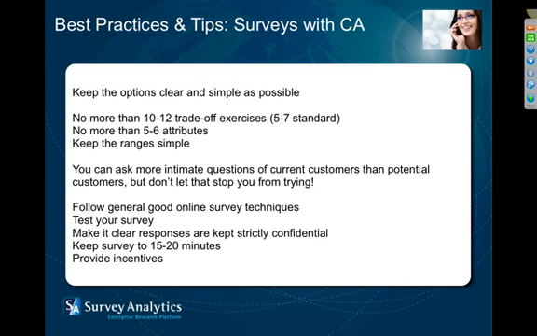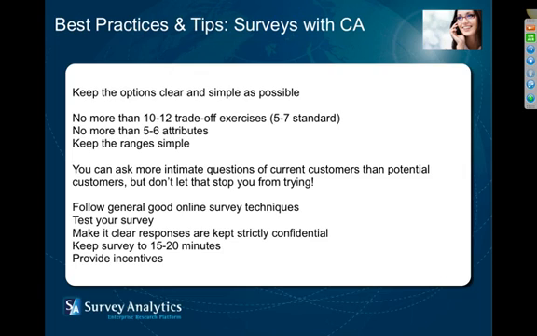And also we want to go over some best practices and tips. Anytime you want to use a conjoint analysis as part of a survey, you want to make sure that all the options are clear and simple when using an online survey. We always tell people, you don't want to make more than 10 to 12 trade-off exercises, and the trade-off exercises are the cycles or pages that the tool will go through. And 5 to 7, I've found, is pretty standard.